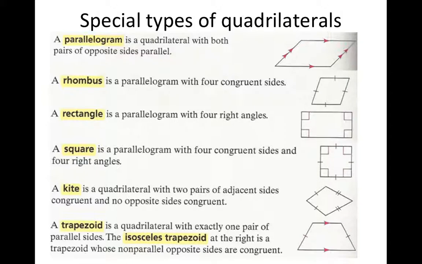Finally, we have a trapezoid. A trapezoid is a quadrilateral with one pair of parallel sides. So in the example over to the right, the top and the bottom sides are parallel, but notice that the left and the right ones are not. And just as we had an isosceles triangle with two sides that are congruent, an isosceles trapezoid, which is an example of the one at the right, is a trapezoid whose non-parallel opposite sides are congruent.